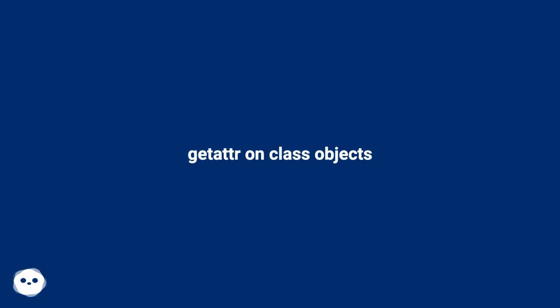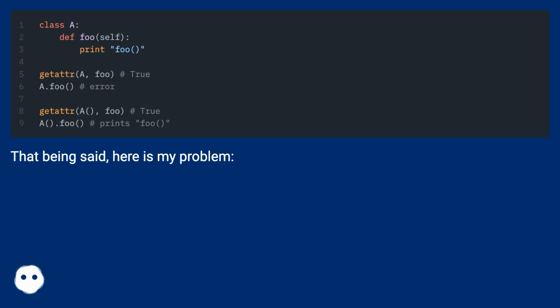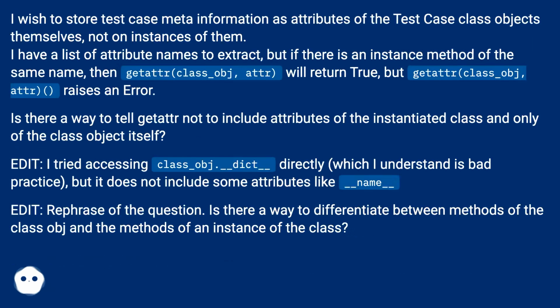Getattr on class objects. That being said, here is my problem. I wish to store test case meta information as attributes of the test case class objects themselves, not on instances of them. I have a list of attribute names to extract, but if there is an instance method of the same name, then hasattr(class_obj, attr) will return true, but getattr(class_obj, attr) raises an error.